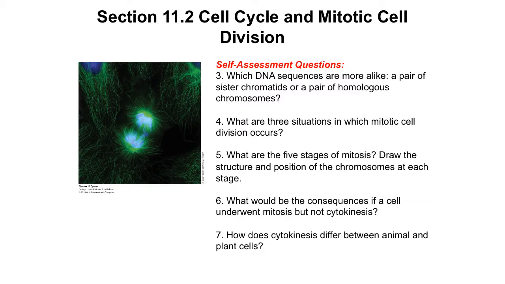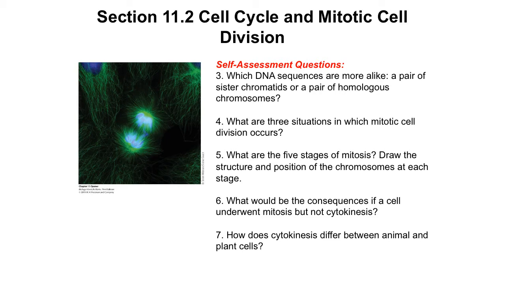So for the self-assessment questions, in order to establish your understanding of this section, please try to answer the following questions. First, which DNA sequences are more alike? A pair of sister chromatids or a pair of homologous chromosomes? 2, what are the three situations in which mitotic cell division occurs? 3, what are the 5 stages of mitosis? Draw the structure and position of the chromosomes at each stage.